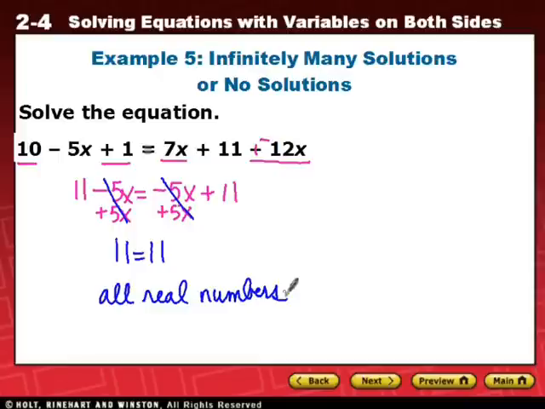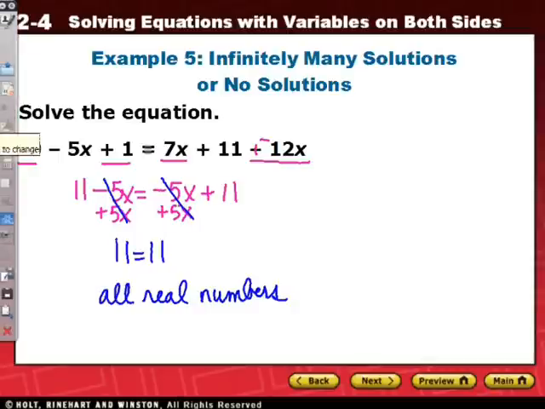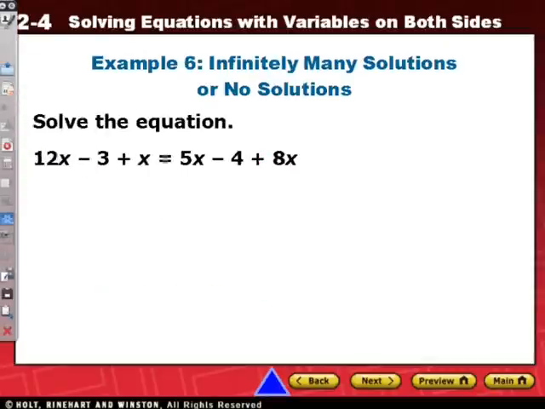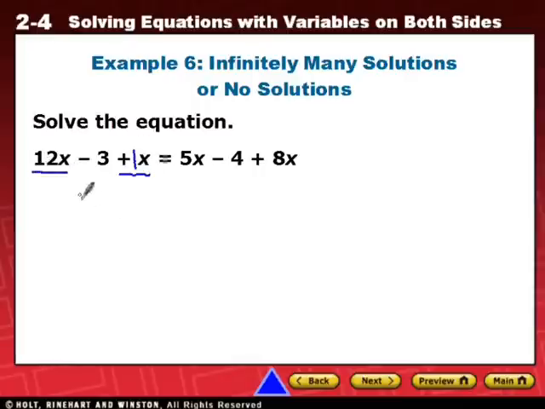Now let's look at a no solution example. Once again, we got to combine some like terms. They try to trick you a little bit here. So we've got 12x's plus 1x makes 13x's on the left, minus 3. And on the right, we have 5x's plus 8x's makes 13x's over there. Notice when I'm on the same side already, I'm just combining like terms. And then we still have minus 4.